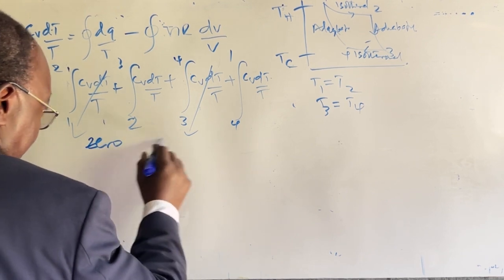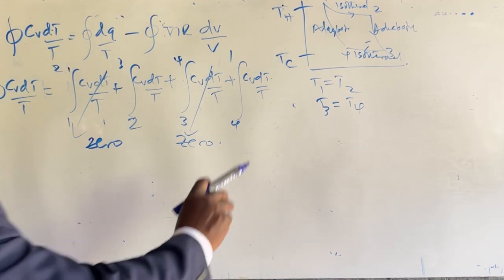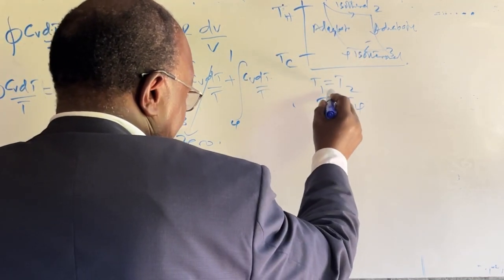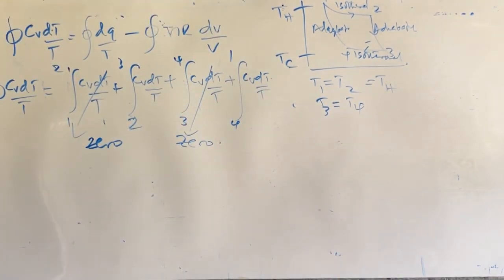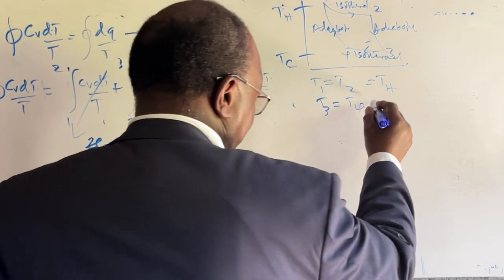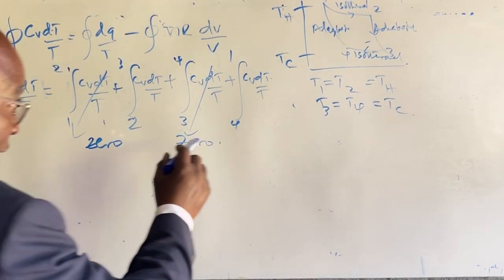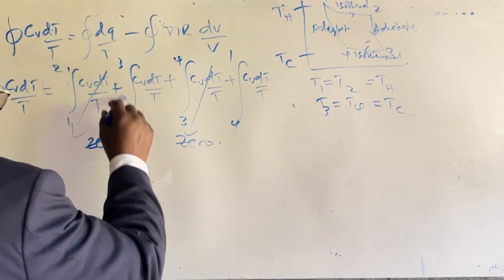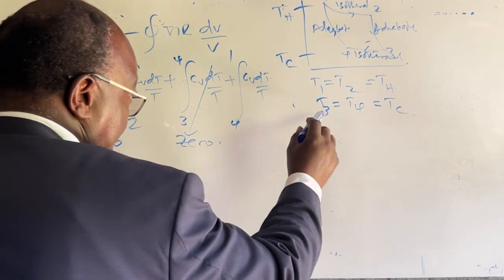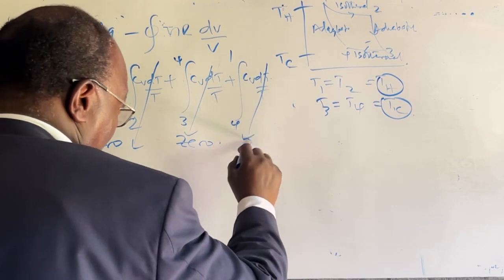So those integrals have already vanished. They're already 0. And in the same way, if you look at T1 and T2, this corresponds to TH, the higher temperature, and this corresponds to the lower temperature, TC. Then if you relate the two, for example from 2 to 3 and 4 to 1, where you replace them with the TH and TCs, you are going to see that these particular two integrals will also vanish.